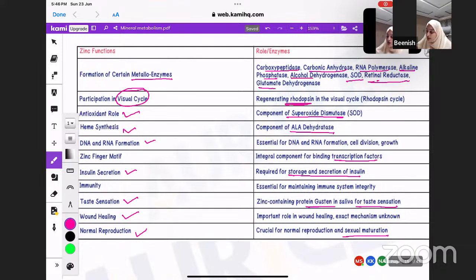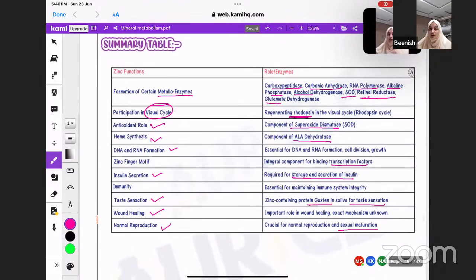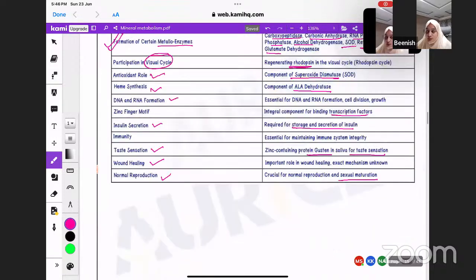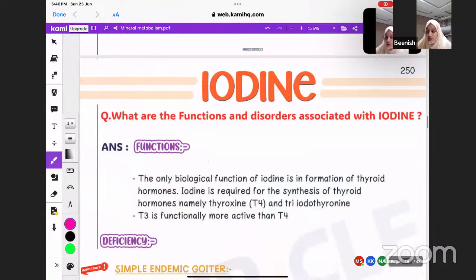So if you have a look at this chart, you will be able to see all the functions of zinc together. Basically, if you remember the enzymes of which it is a part, you will also be able to remember or relate the functions of zinc.